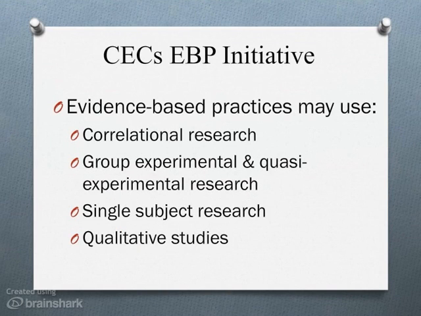In the end, CEC said these are the four types of research that evidence-based practices can be based on. And I forgot to mention the correlational in the last slide, but these are the four types of research that could qualify if the methodology, if the analysis, and if the conclusions are presented in such a way that meet these standards that the CEC set up.